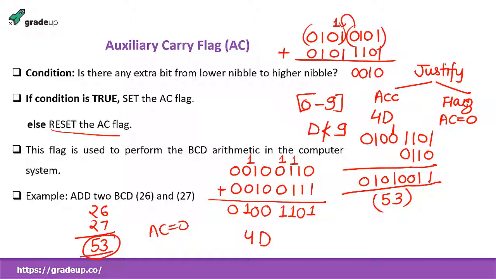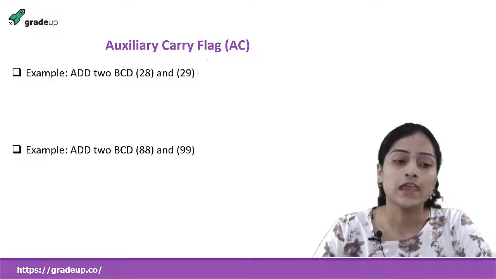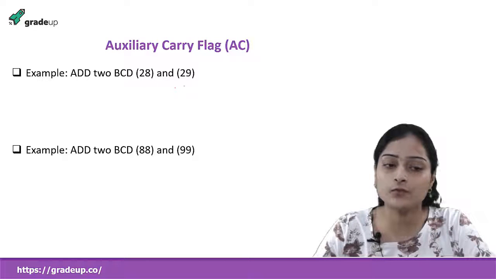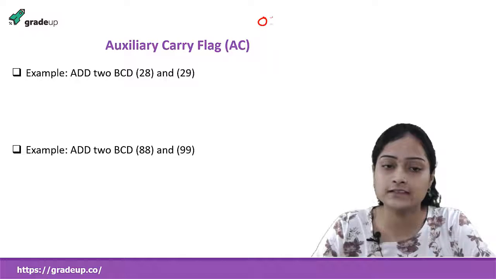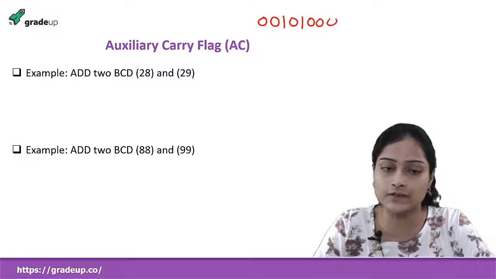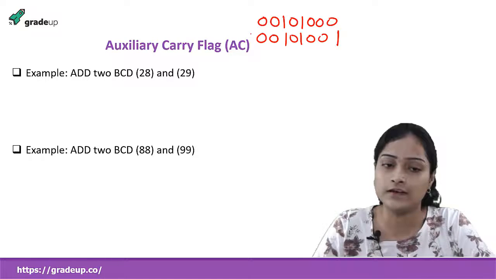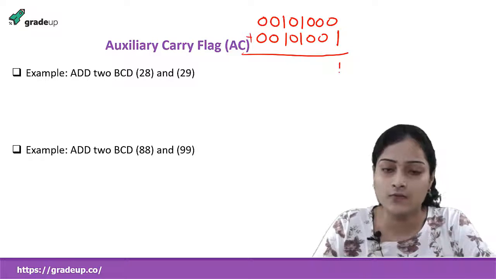So what was the idea? If any of your nibbles has data greater than 9, then add 6 to that particular nibble. Okay, let us see one more example. Here you are going to perform addition of 28 and 29. Write it in the form of BCD: 0010 1000 and 0010 1001. Perform addition: 1001 0001.